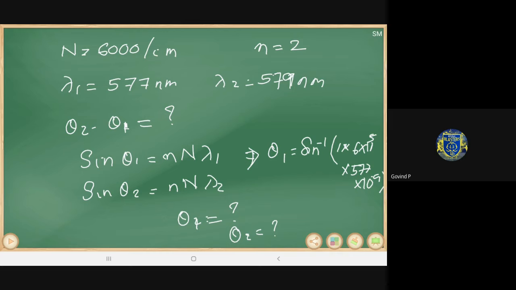Did you get it? Theta 1 is 43.82. 43.82. Okay, theta 2 is 45.95. 45.95. Okay, so what is the separation?